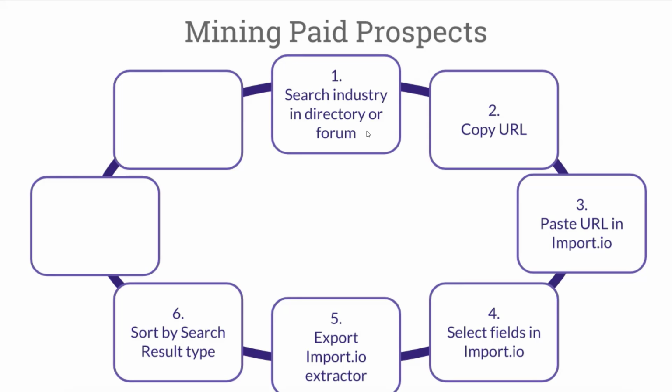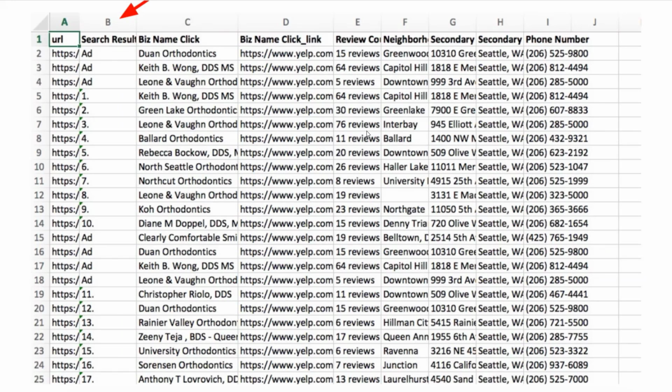So now that we've done that, we want to sort that CSV by search result type, which is step 6. So go back to your CSV and you'll sort by column B, which is the search result type. That way you can group all of the ads together. You'll notice that column, search results, says whether or not it's an ad, or if it's an organic ranking, it lists which position it is.